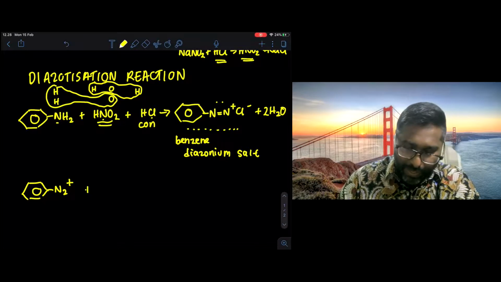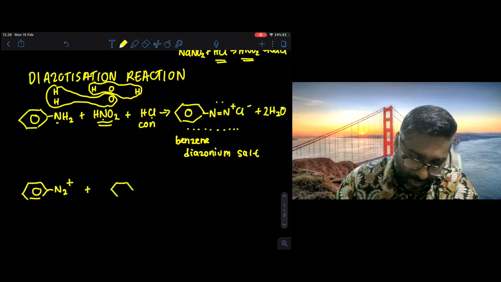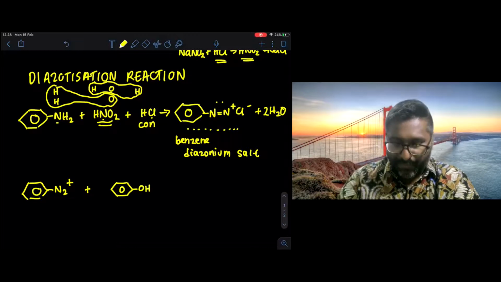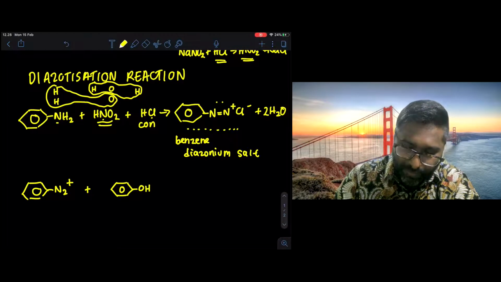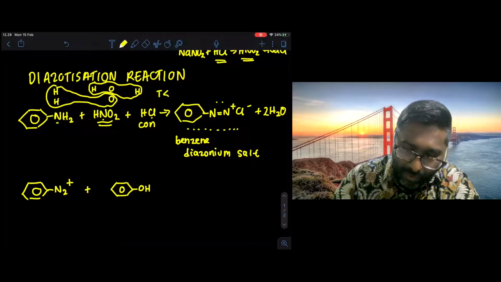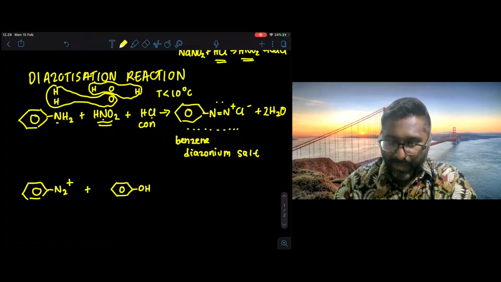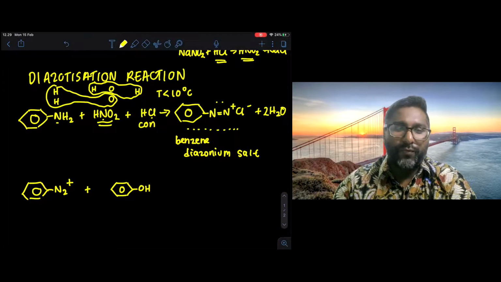Now, the coupling reaction will produce the dye, and we are going to use phenol in this case. Different coupling reactions produce different dyes. But before I forget, this earlier reaction must be kept at a temperature lower than 10 degrees Celsius, because we want to prevent the benzene diazonium salt from decomposing to give you nitrogen gas. So it must be done below 10 degrees Celsius.